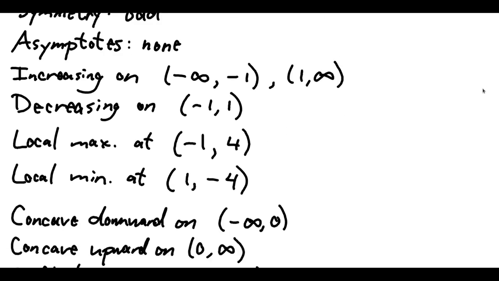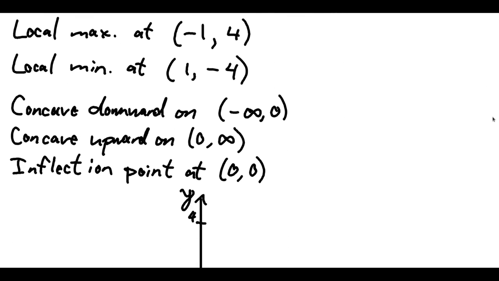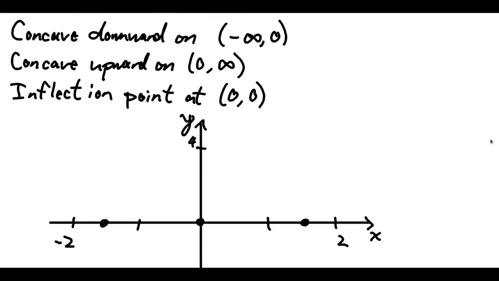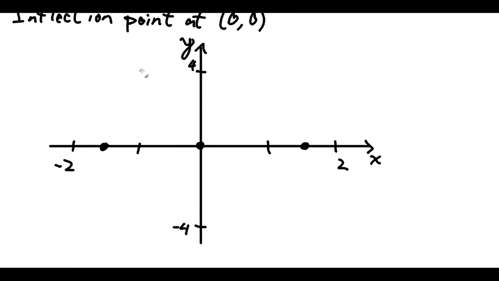What else do we have? We have a local maximum at negative 1, 4, and a local minimum at 1, negative 4. So we have negative 1, 4 is a maximum. 1, negative 4 is a minimum.